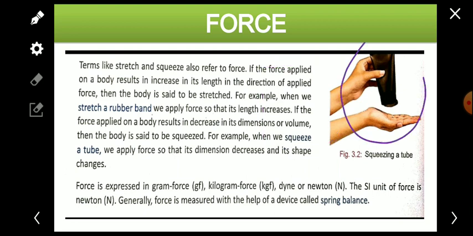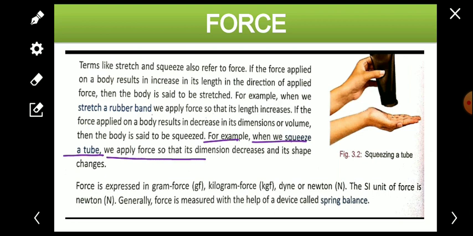Like one example here, there is a tube. When we push here, the volume of the tube decreases and the shape also changes. It means we have squeezed the tube. I hope that you understood the meaning of stretch and squeezed. For example, when we squeeze a tube, we apply a force so that the dimension decreases and its shape changes. I have already explained this.